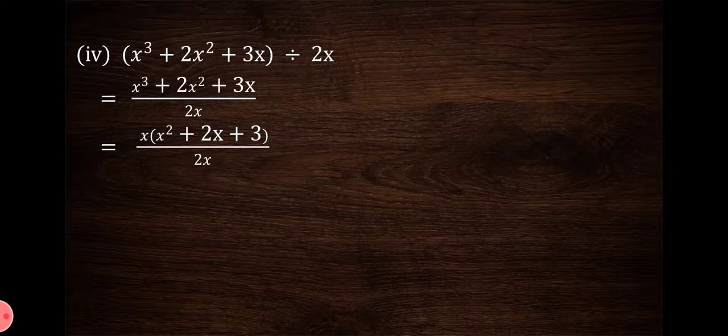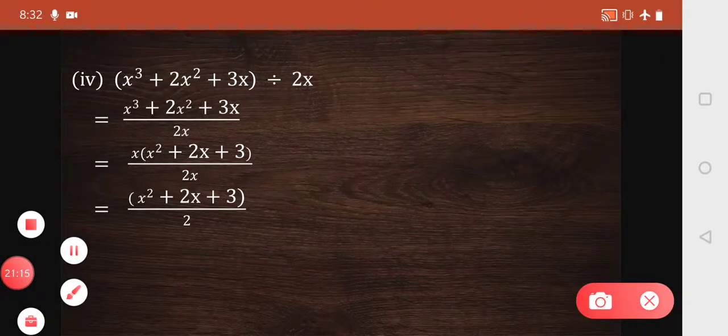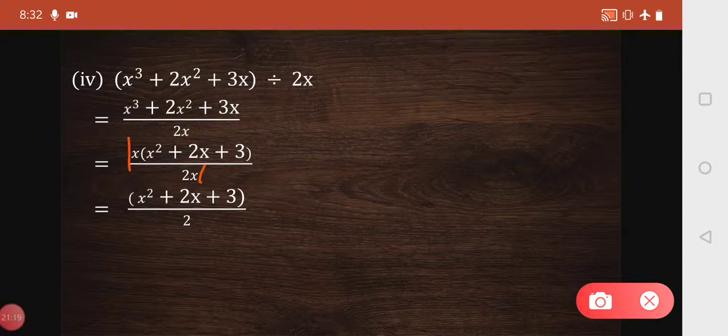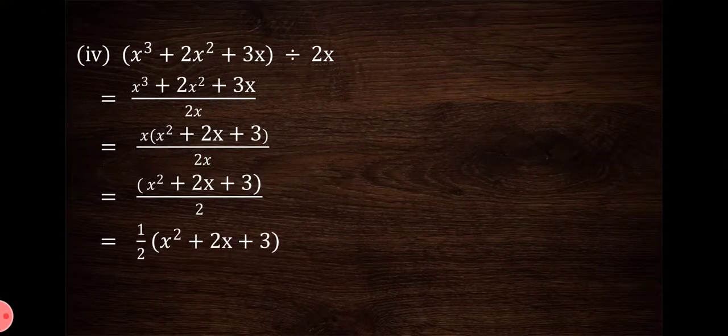Again we can cut x in the numerator and denominator, so we will get x square plus 2x plus 3 upon 2, that is equal to 1 upon 2 into x square plus 2x plus 3.